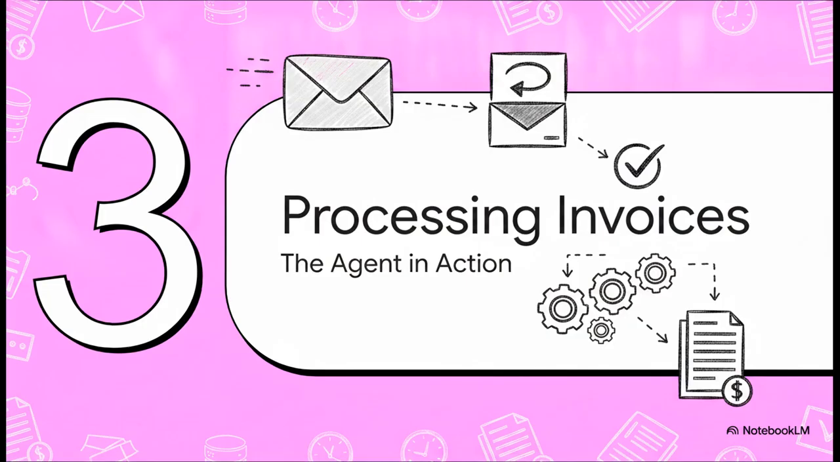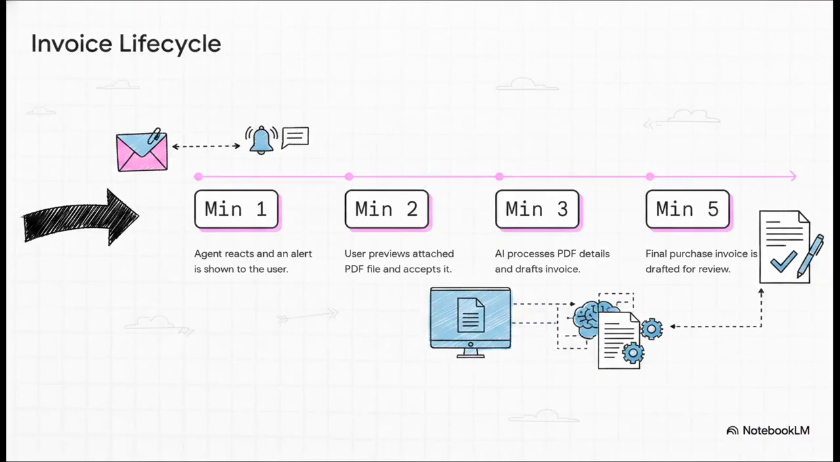So with the setup and validation totally complete, our agent is officially on the clock. What actually happens when a real, live vendor invoice hits that newly configured shared inbox? And this brilliantly illustrates the life cycle of an incoming document. Let's walk through it. Literally, in second 1, an email with an attached vendor PDF hits the shared inbox. Almost instantly, the agent reacts, and a notification alert pops up directly for the user in Business Central.